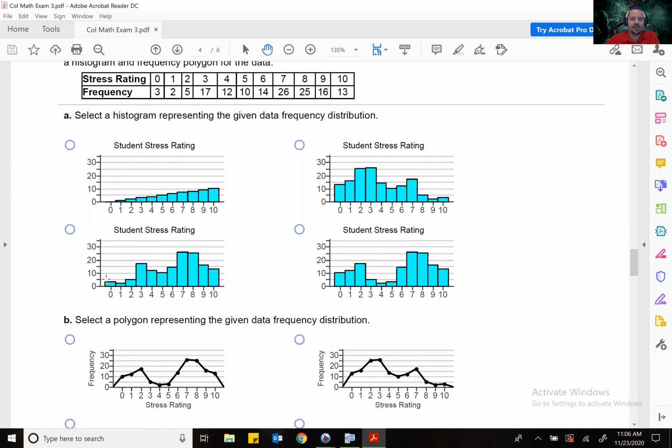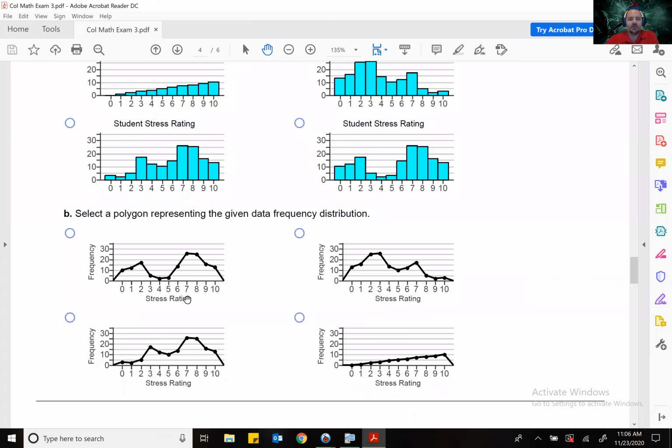Because this is the one that has 10 at 3, and 1 is at 2. And if you look down here, this looks to be about 13. That looks to be about 16. So this is matching that data. Now all you have to do is find a polygon graph that matches it.